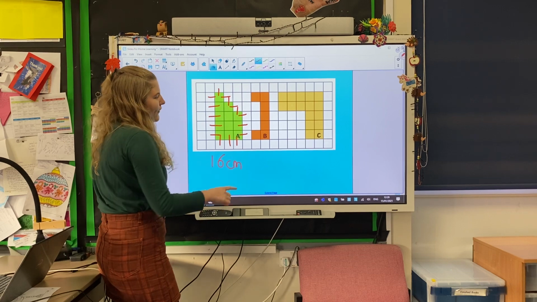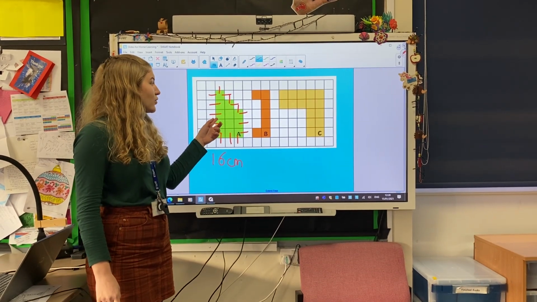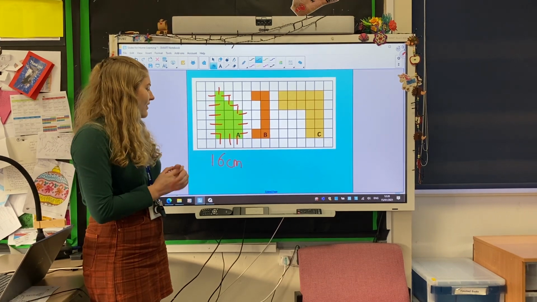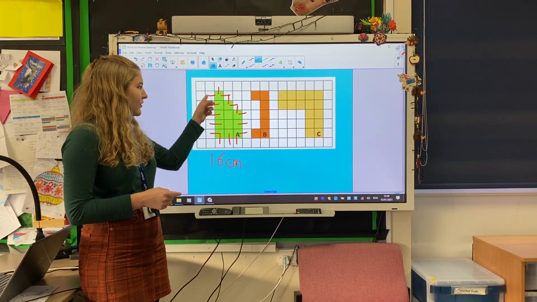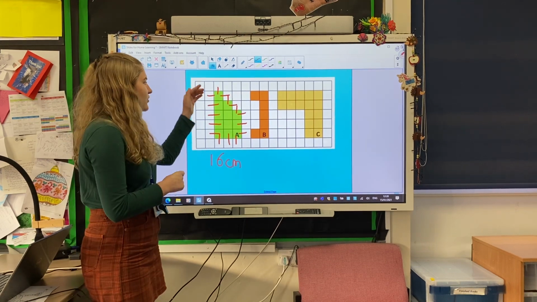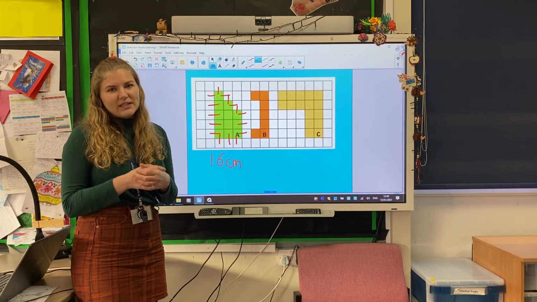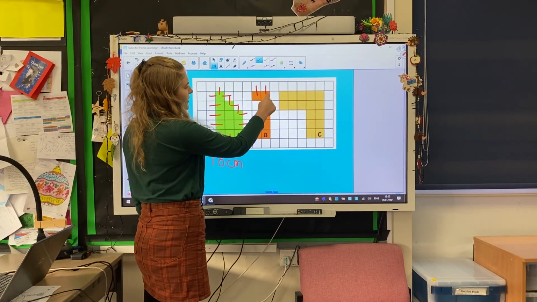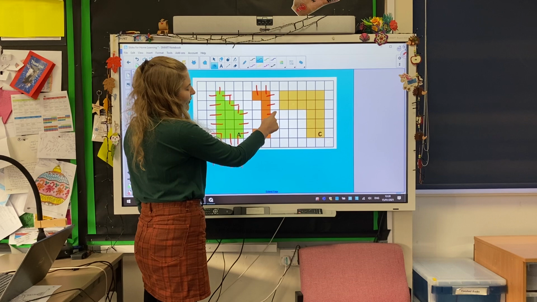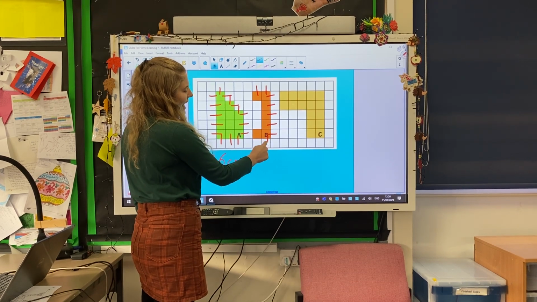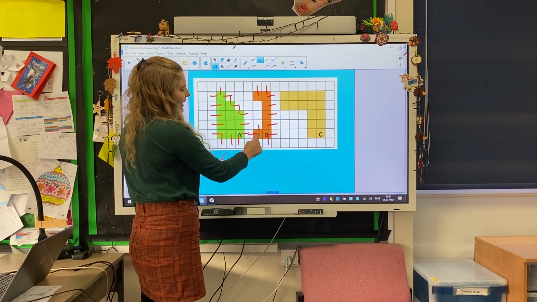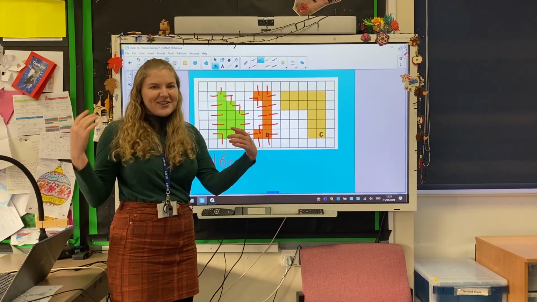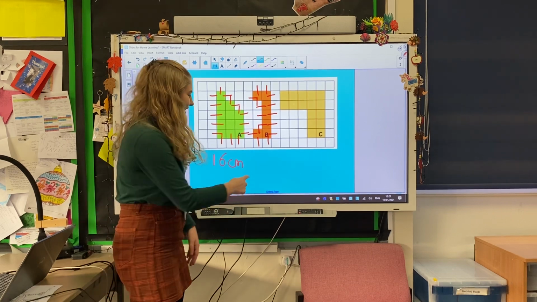Okay, so if we're imagining that these squares are a centimetre on each side, then this would be a 16 centimetre perimeter. So the distance around the outside of the shape would be 16 centimetres. Okay, let's try shape B. Ready? 1, 2, 3, 4, 5, 6, 7, 8, 9, 10, 11, 12, 13, 14, 15, 16. So this perimeter is also 16 centimetres.